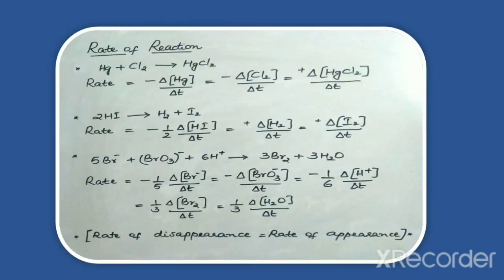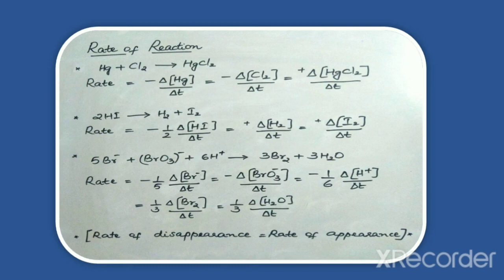Rate of reaction. How can we express the rate of a reaction? Consider the reaction equation: mercury plus chlorine gives mercury chloride. The rate of the reaction can be written in terms of the change in the concentration of the reactants as well as the change in the concentration of the products with time.